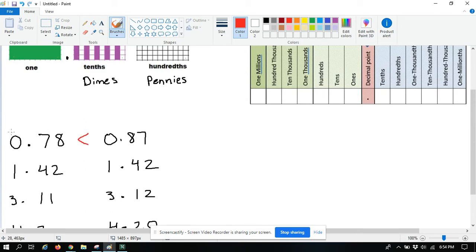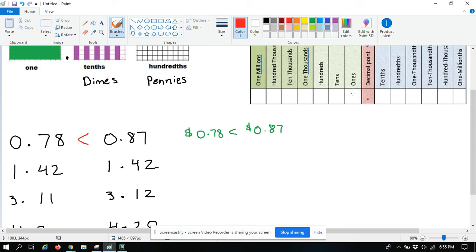The other thing you could do is represent them in terms of a monetary amount. So $0.78 is going to be less than $0.87. And you can compare 1 and 42 hundredths and 1 and 42 hundredths.